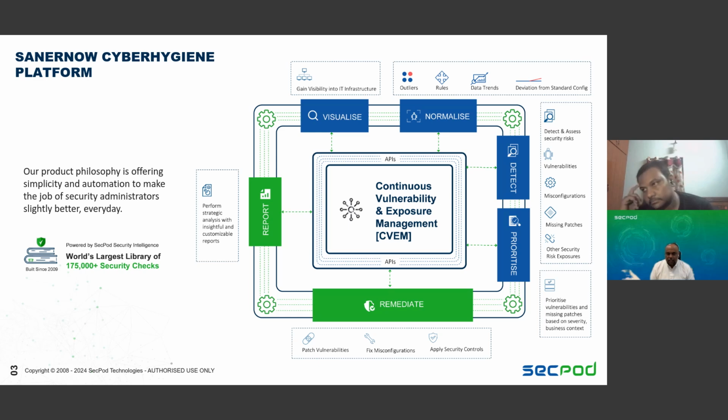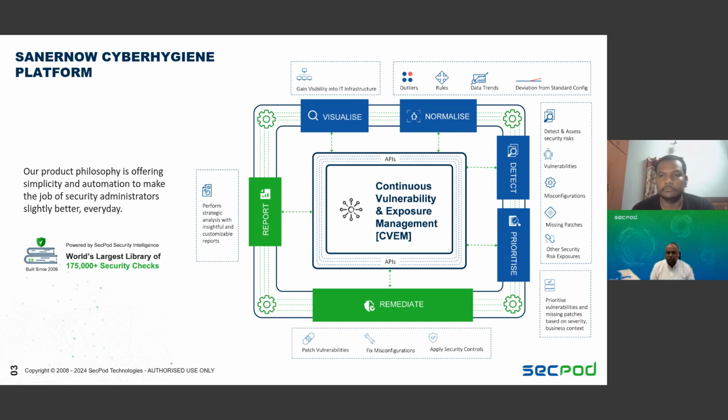Once you prioritize, depending on what those are, for example if they are vulnerabilities, SanerNow helps you remediate. You can patch the vulnerabilities. If there are any misconfigurations, the remediate layer will allow you to fix those and apply any security controls which have deviated. After the remediation, of course, you look at the report and see the overall security posture.